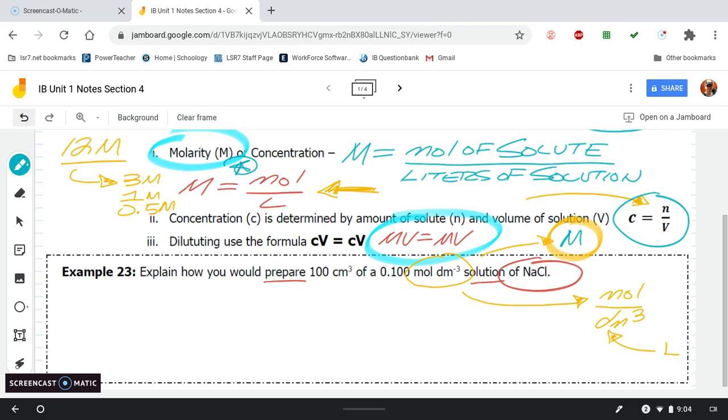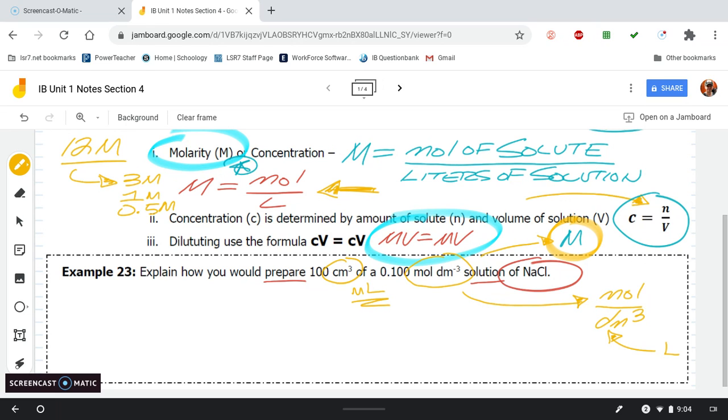So this here, what the heck is that? Well, hopefully you remember that a centimeter cubed is the same as a milliliter. Okay, so that's going to help us out. So we want to make this, how would I prepare this?